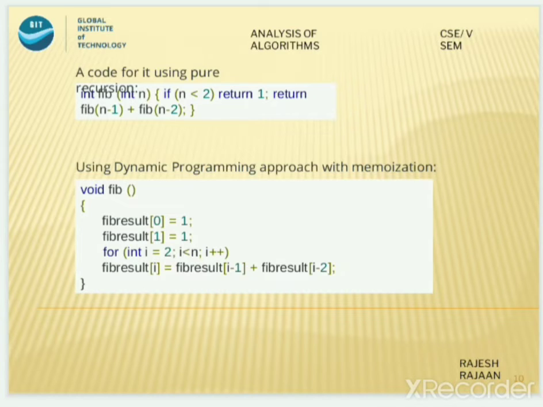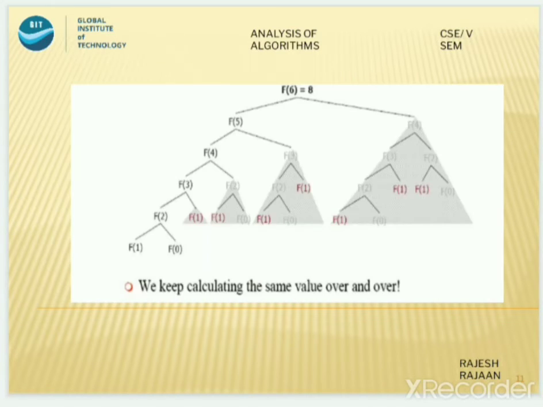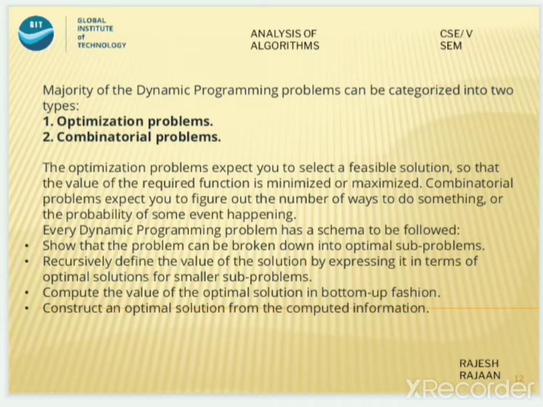So, by using the recursive tree, we keep calculating the same values over and over, because here f0 and f1 assign the sum value of f2, then f2 plus f1 assigns the value of f3, then f3 plus f2 assigns the value of f4 and so on in this recursive manner, and we calculate the same value over and over and repeat.